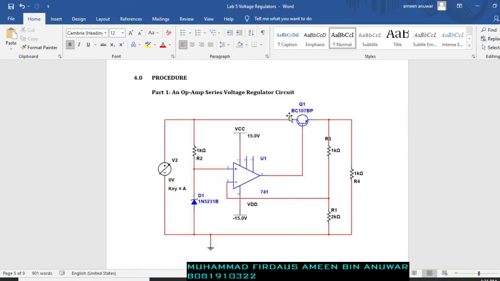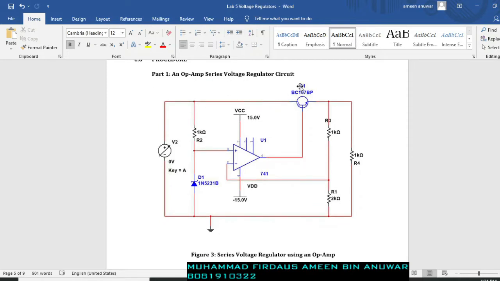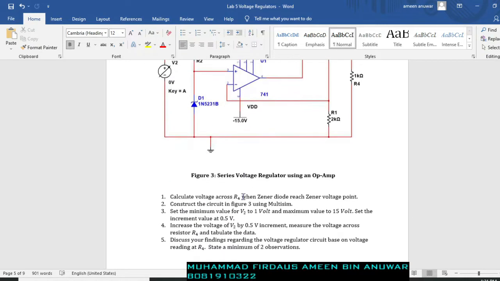So today we're going to explain our Lab 5, which is voltage regulators. For the first part, Part 1, is an op-amp series voltage regulator circuit. So this is the circuit that we need to construct in Multisim. So I will go straight away to the procedure.